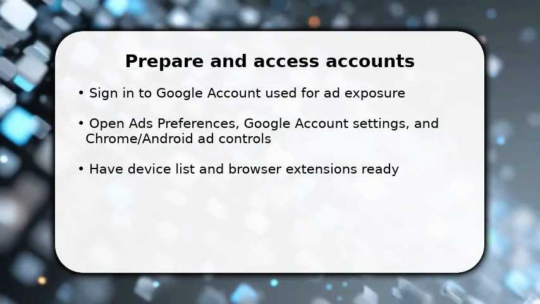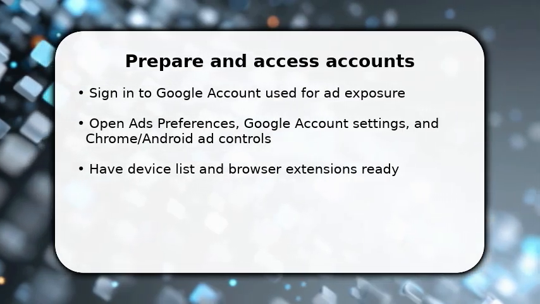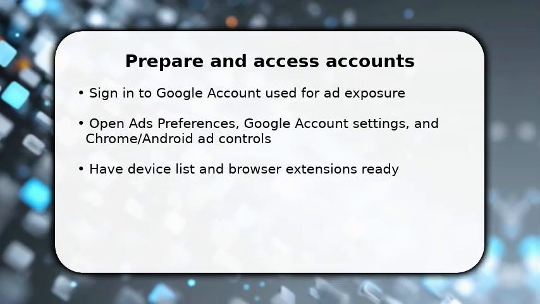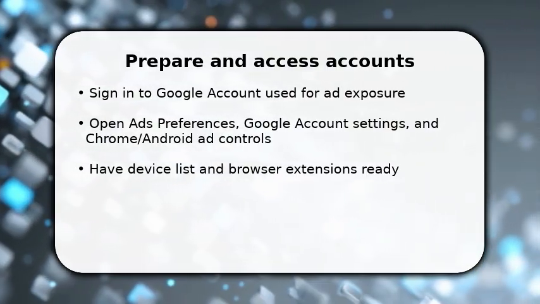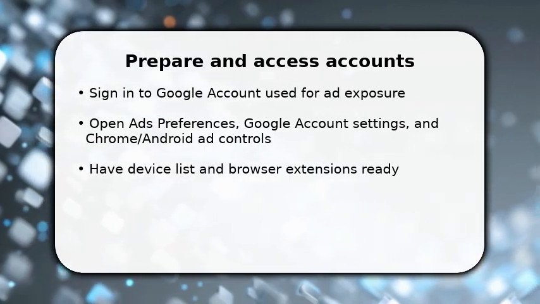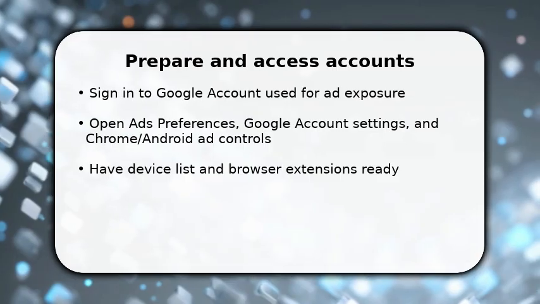You start by signing into the Google account that shows most ads. This centralizes control. Once signed in, open ad settings and ads personalization so you can turn options off. Make sure you also check Chrome or Android ad settings and any ad-related extensions you installed. They can override or supplement Google settings.